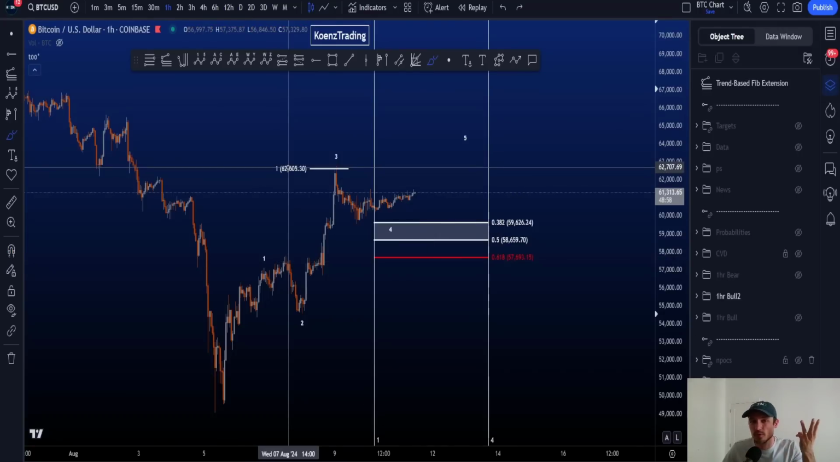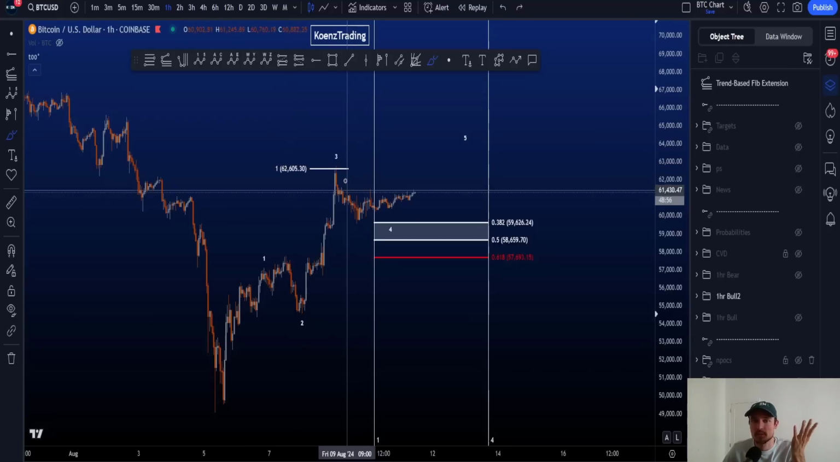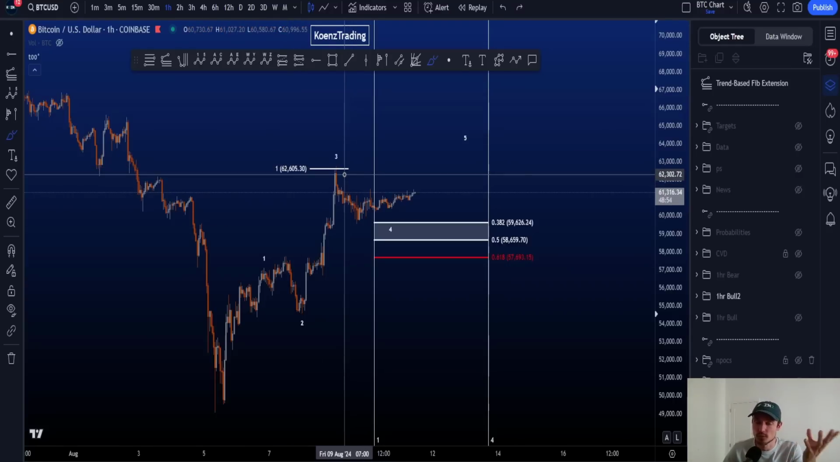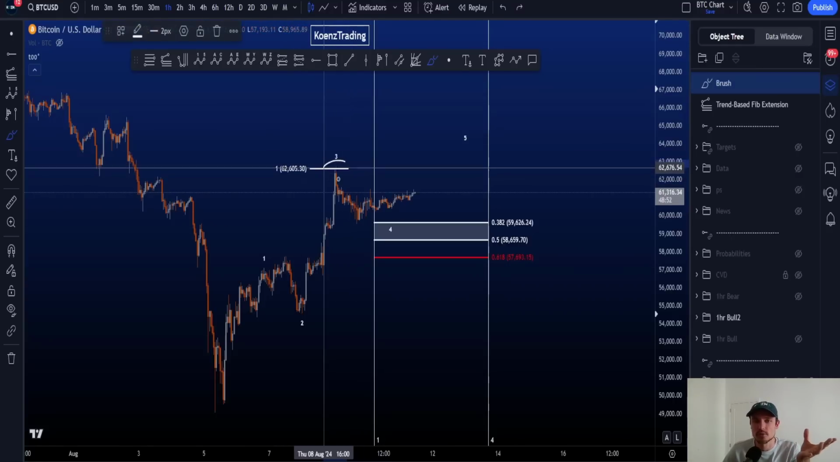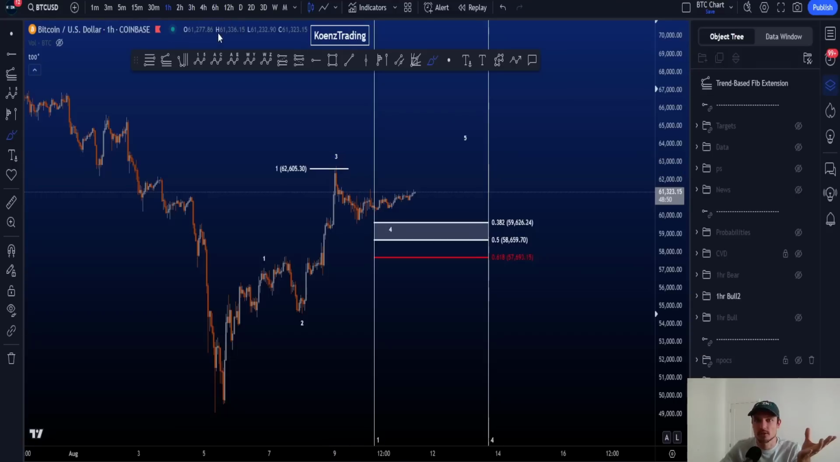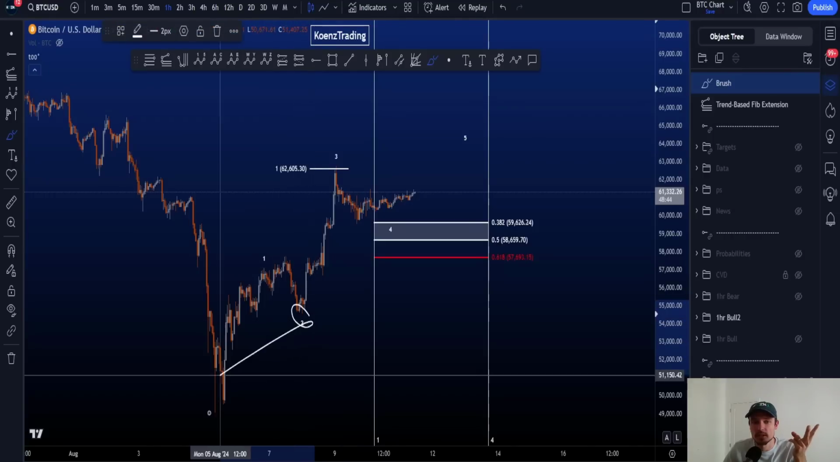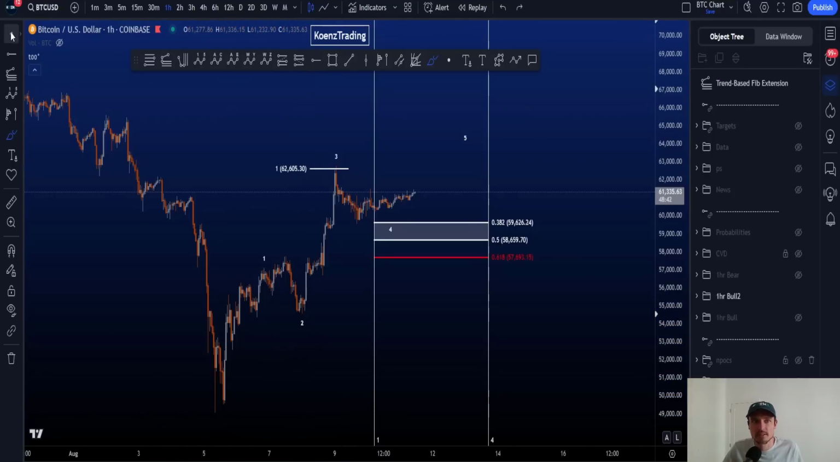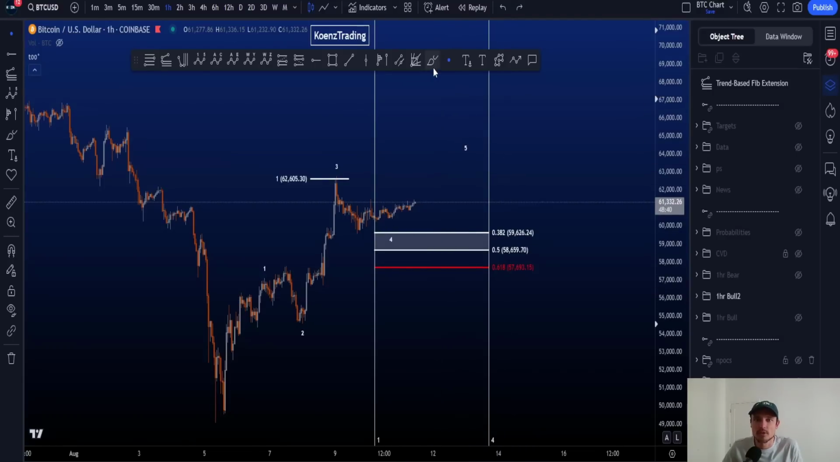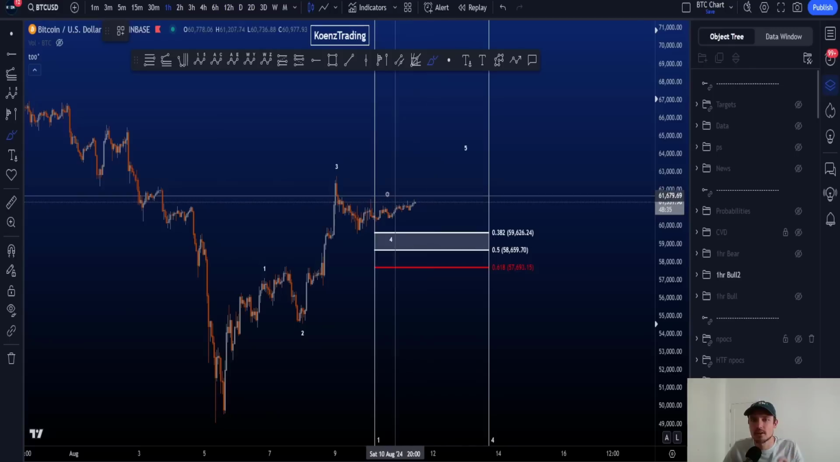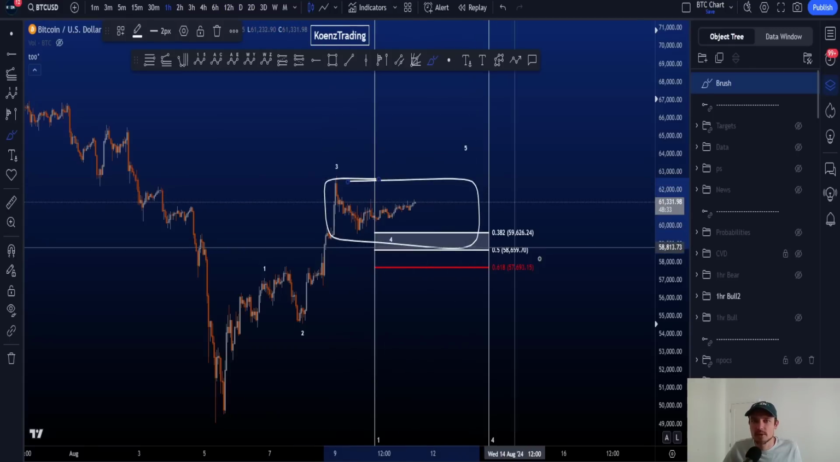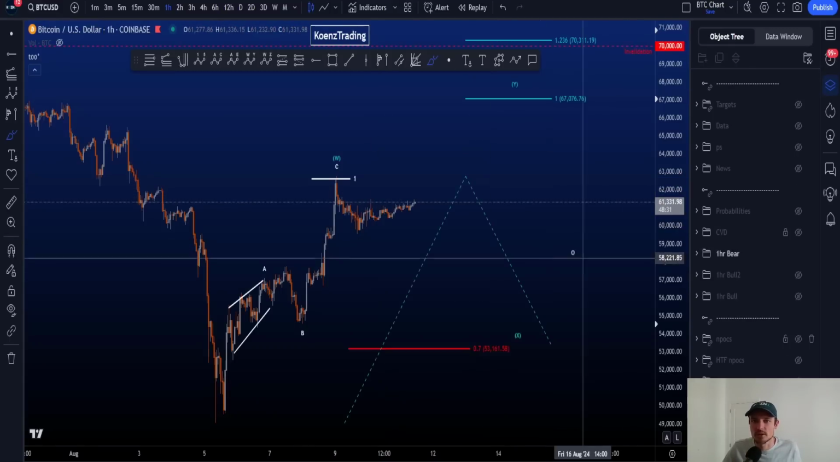There's only 3 rules in an impulse, and one of them is that a wave 3 is not allowed to be the shortest wave. It is not the shortest wave because we wicked above the 1-to-1, so we can check that box. The other 2 are wave 4 is not allowed to overlap with wave 1, and wave 2 is not allowed to move below the low, in this case, of your wave 1. So at the moment, all of the rules are respected, and we have to at least consider this scenario because of the bigger sideways range that we have here on the chart.